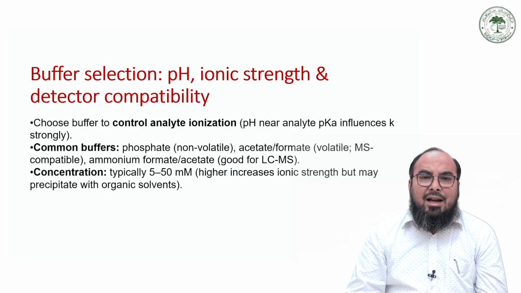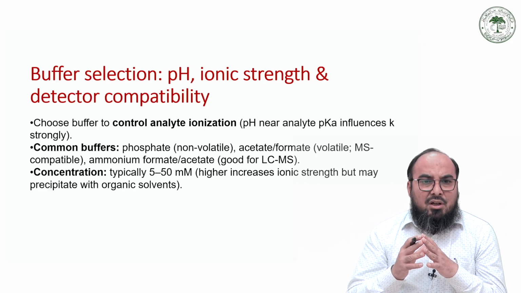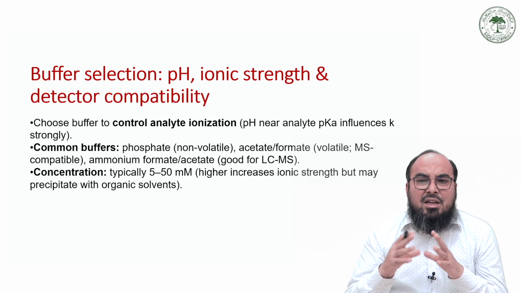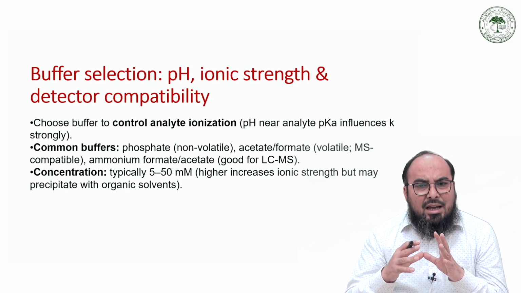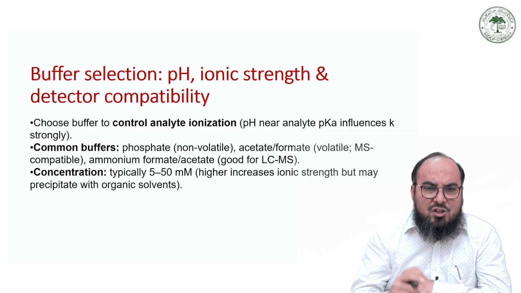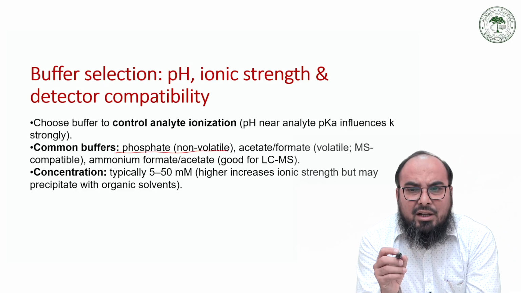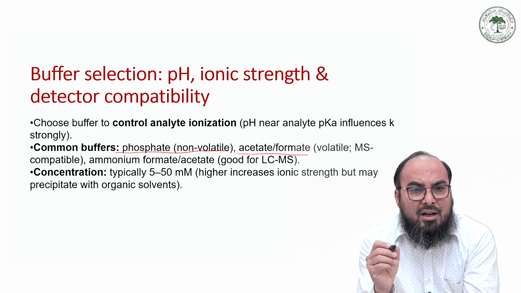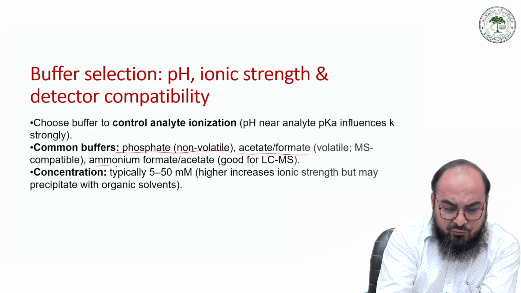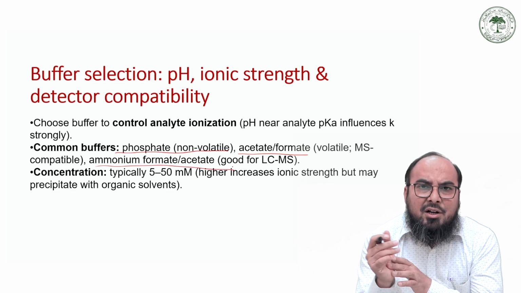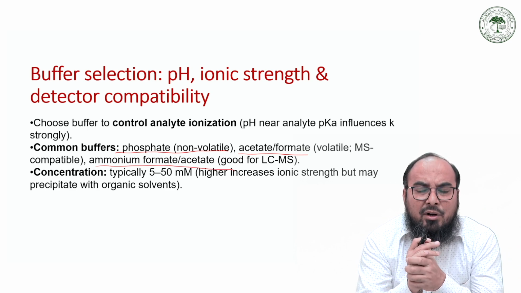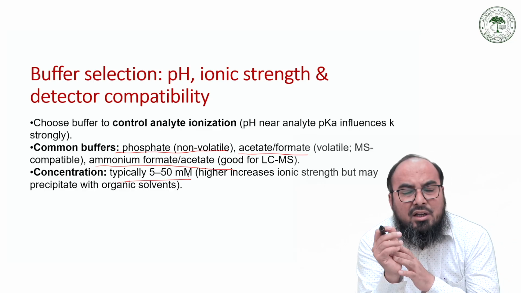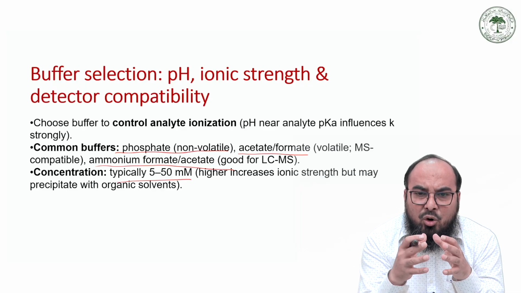Now buffer selection, and the buffer selection with regard to the pH. Now we have to choose the buffer with regard to its pK value. So for example, the most commonly used buffer is the phosphate buffer, which is non-volatile, but at the same time we have some volatile buffers also there. For example, acetate and formate, and we have ammonium formate acetate buffer that we generally use while working with liquid chromatography mass spectrometry. Generally the concentration range of these buffers is from 5 to 50 millimolar.